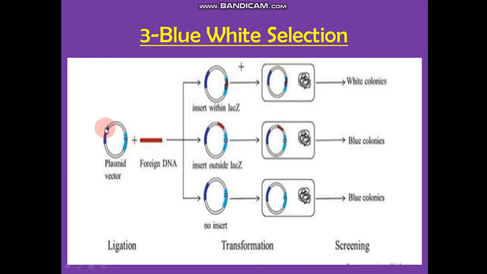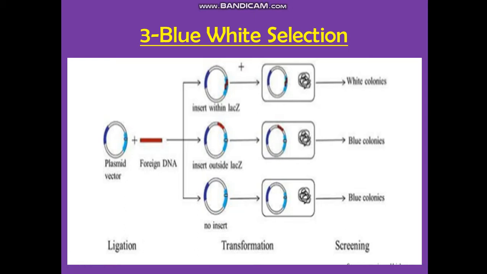This is the plasmid vector. Red color is the foreign DNA. What we have done, just understand. When the vector DNA, the plasmid vector, has no insert present, I am starting from the third diagram here. Can you see anything red here? No. So it does not have any foreign DNA inserted. When it is allowed to grow, this light blue color is coding for lacZ, and this lacZ is very much active.